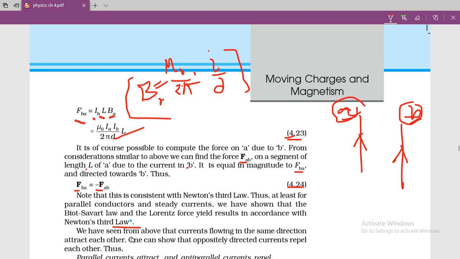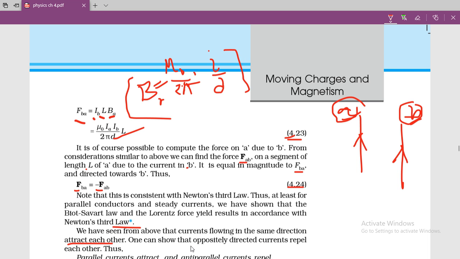Now we have seen from above that currents flowing in the same direction attract each other. So by using Fleming's left hand rule and after checking the direction of force on the two conductors in which currents are flowing in the same direction, we found that if currents are in the same direction, the wires or conductors attract each other.